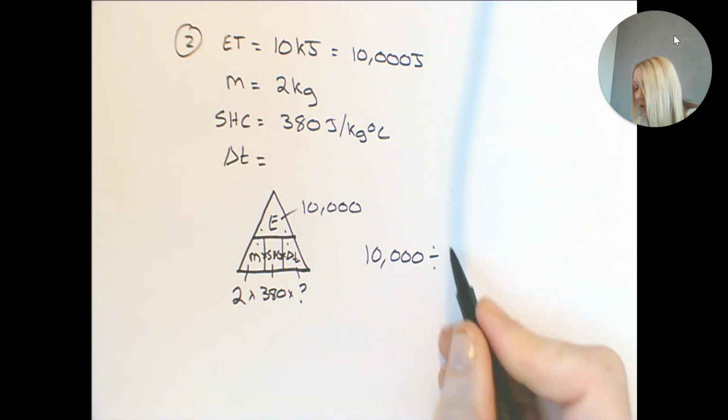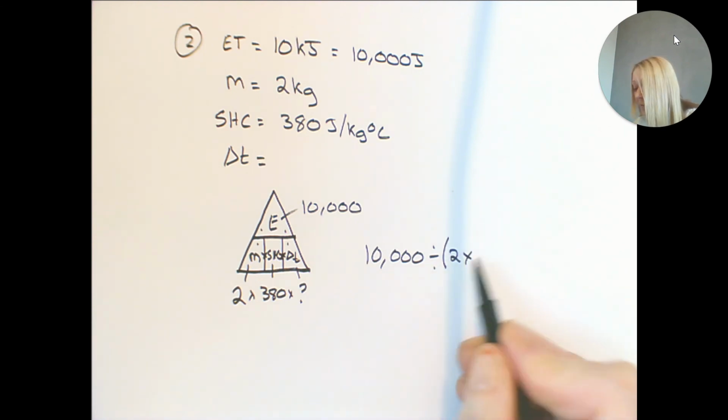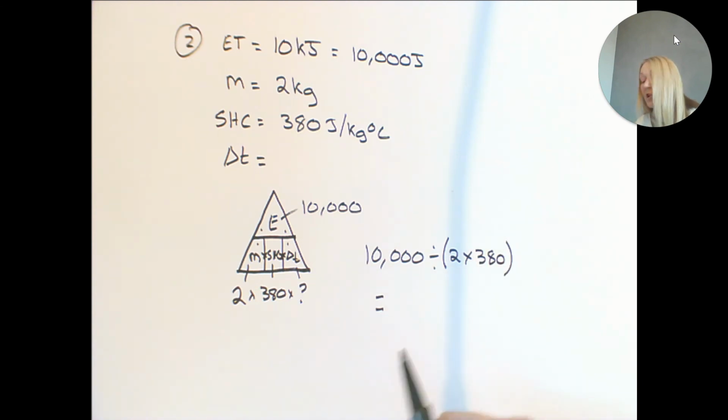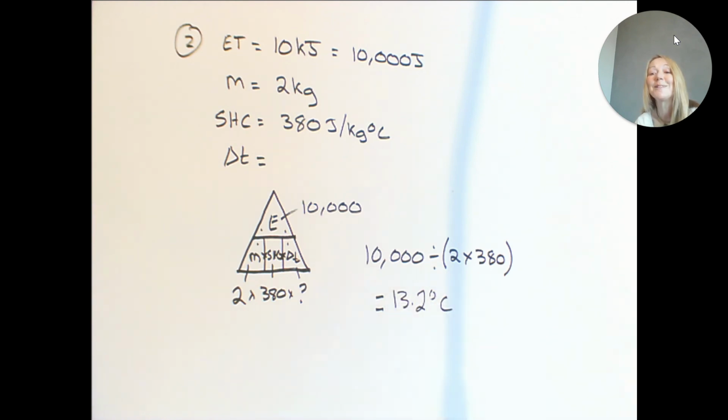We get 10,000 divided by, don't forget the brackets for the bottom section, 2 times 380, which gives us a temperature change of 13.2 degrees.